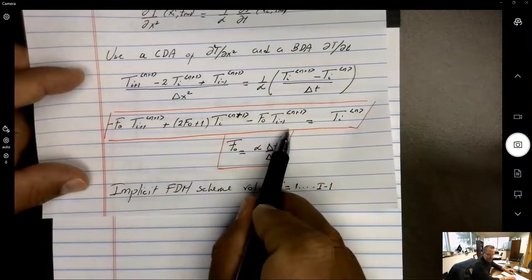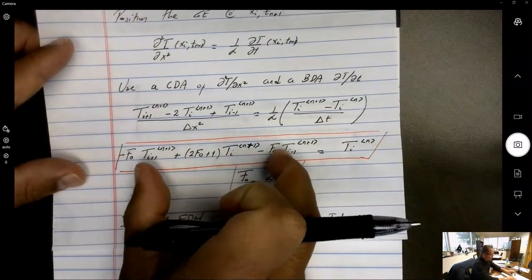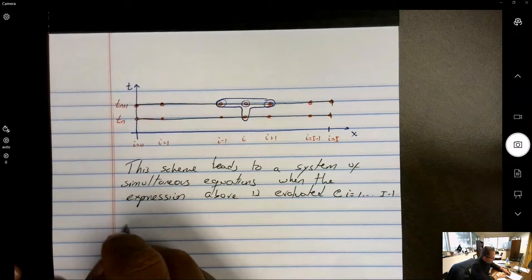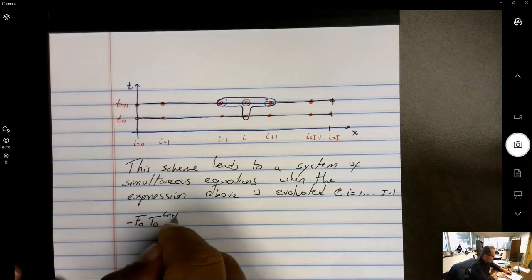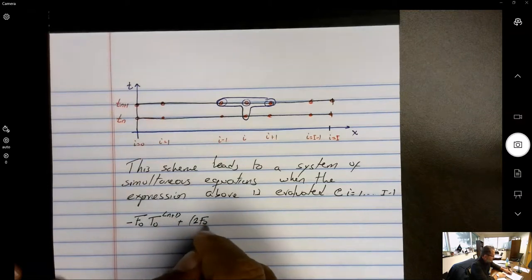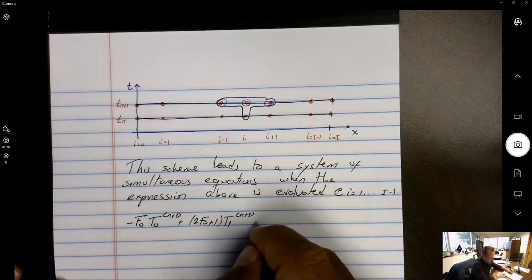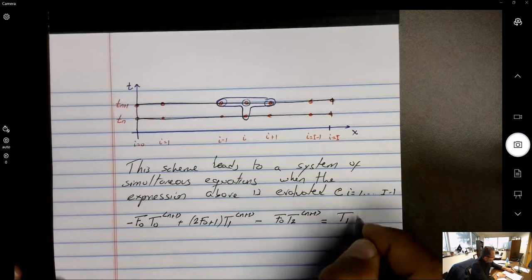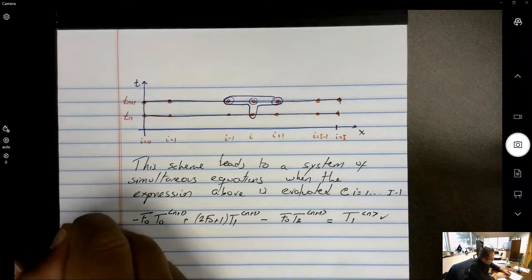So basically, if you take this and evaluate at I equal 1, I'm going to position the Ti minus 1 here, the Ti plus 1 here. So I'm just going to flip this to help visualize this better. So at I equal 1, we have minus f0 T0 at n plus 1, plus 2 f0 plus 1 T1 at n plus 1, minus f0 T2 at n plus 1 is equal to T1 at n, which we know. The right hand side we know. So this is at I equal 1.